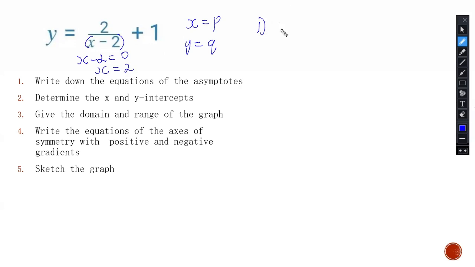So for number 1, I'm going to have x is equal to 2 as my vertical asymptote, and also y is equal to positive 1. So that's just that, 2 marks in an exam, so they mark that and they mark this. Make sure that you always write them in terms of equations. So even the question will say, write down the equations of the asymptote, as you can see right there. Okay, so number 2 says, determine the x and y intercept.